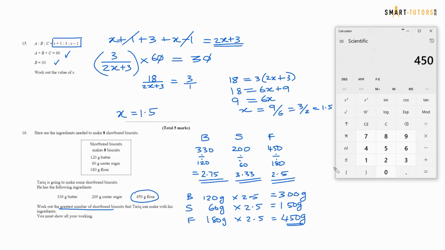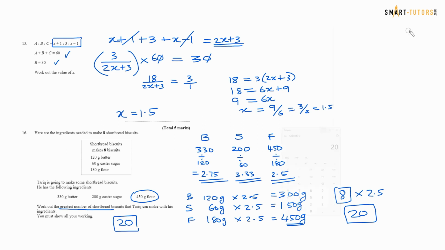One portion makes 8 biscuits, so 2.5 times 8 is going to be 20 biscuits he can make. That is 8, and another 8 is 16, and half of it is 4, so 20. You can't make anything more than that because you don't have enough flour. That is our answer for question number 16.